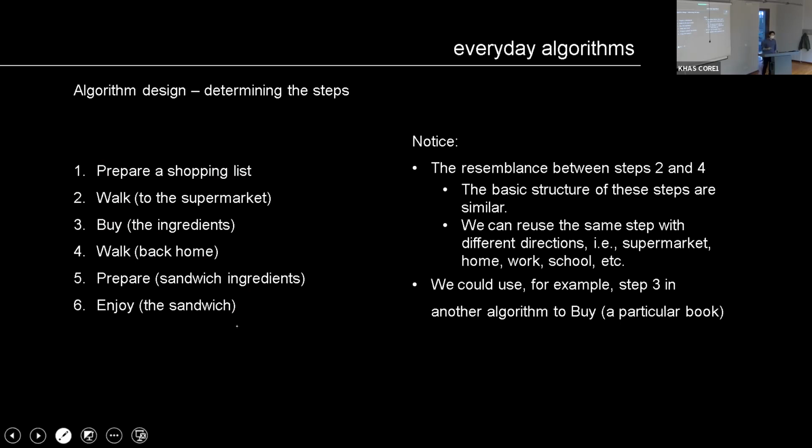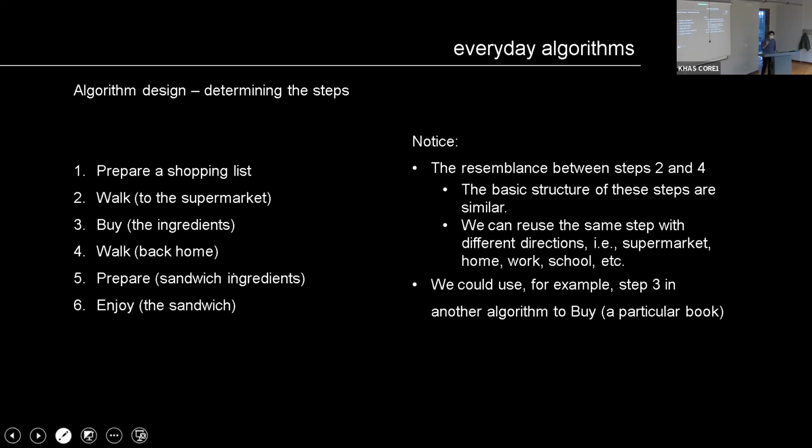So there are a couple of things to notice in this simple algorithm. This might look very simple, and it is actually. It's simple and straightforward, but just notice a couple of things. Notice the resemblance between steps 2 and 4. Look at steps 2 and 4. In step 2, you walk to the supermarket, but in step 4, you again walk back home. So there is something similar in those steps. There's a pattern of walking, just the destination is different.